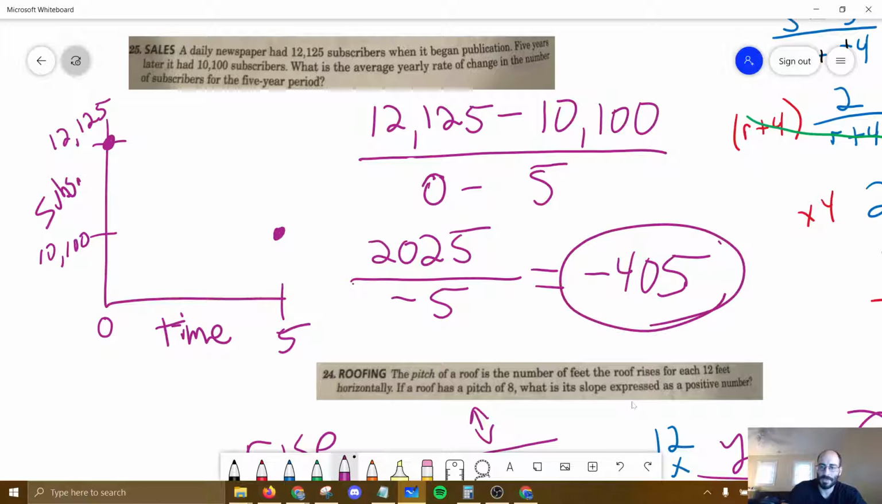Okay. So the rate of change for subscriptions for the 5-year period is negative 405. You may ask, why is it negative? It's because they lost subscriptions. Over the 5-year period, it went from 12,125 down to 10,100. So since it lost subscriptions, the answer is going to be negative. They lost 405 subscriptions per year. All right.